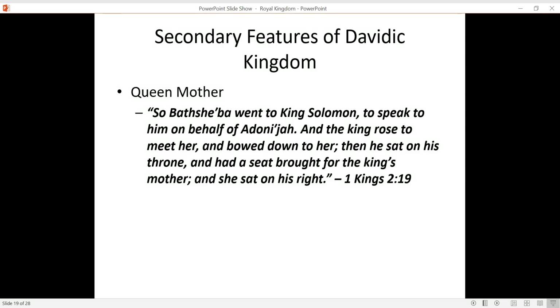So let's take a look at the model in the Old Testament of a king with his mother. So First Kings chapter 2. So Bathsheba went to King Solomon. So Bathsheba is David's wife and Solomon's son. And now this story begins where Solomon now is king. Bathsheba went to King Solomon to speak to him on behalf of Adonijah, and the king rose to meet her and bowed down to her. Then he sat on his throne, and he had a seat brought for the king's mother, and she sat on his right.